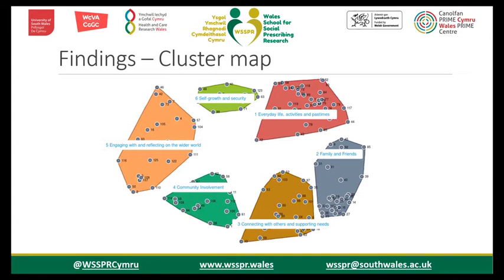The first was everyday life activities and pastimes. This included statements like relaxing and creative activities by myself and enjoying the sunshine. The second is family and friends, including statements like reconnecting with old friends and sharing with friends. Third is connecting with others and supporting needs, including statements such as a large network of friends and getting to know the neighbours and chatting to them outside our houses. Fourth is community involvement, which is about things like seeing neighbours and offering them support and using local businesses.